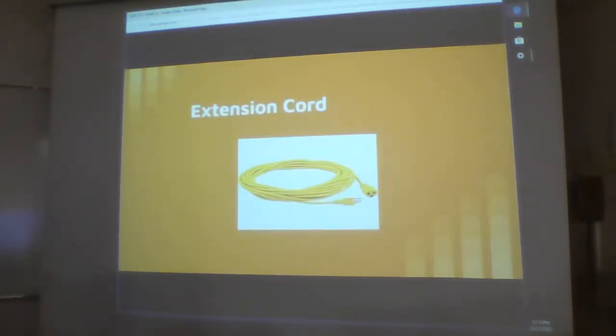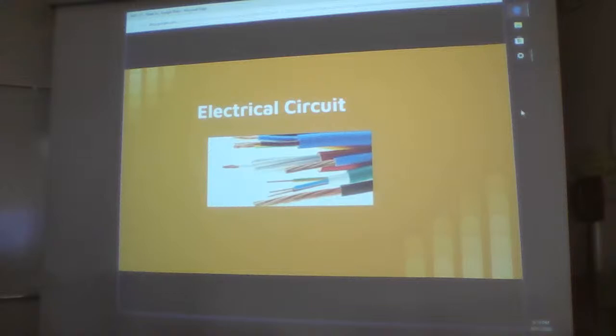An extension cord. An extension cord is a carrier for dynamic electricity. We plug this in and the current can flow through that cord to whatever we need it to. And electrical circuits. Our electrical circuits are an example of dynamic electricity.